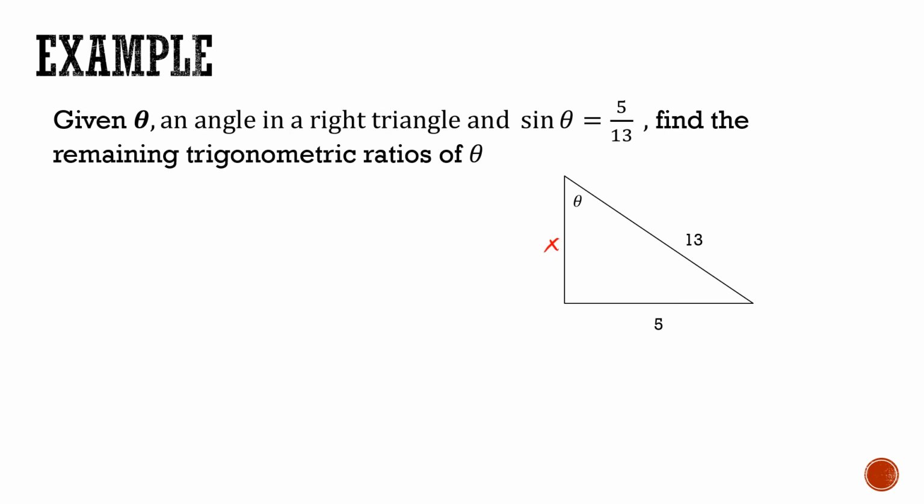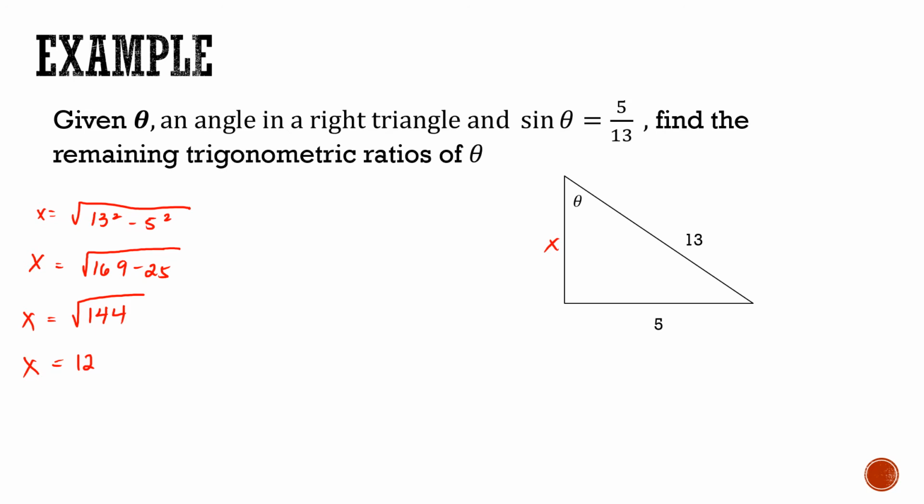So x is equal to the square root of 13 squared minus 5 squared. So this x is equal to the square root of 169 minus 25. 169 minus 25 is equal to 144. So we can write x is equal to the square root of 144. The square root of 144 is 12. So x is equal to 12. Therefore, the missing side here is equal to 12.